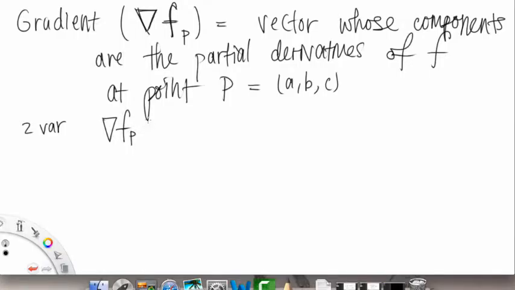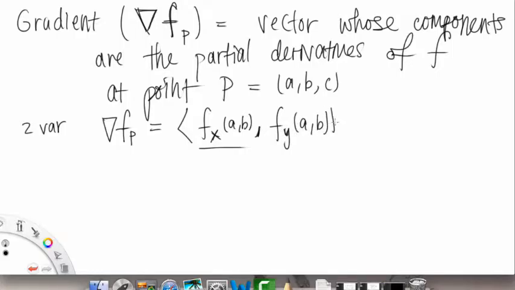Okay, so basically, in two variables, this is what it would look like: the gradient of f at p is equal to the partial derivative with respect to x evaluated at (a, b), and then a comma. So that was the x component, and the y component is the partial derivative with respect to y evaluated at (a, b). Okay, and (a, b) is our point p.